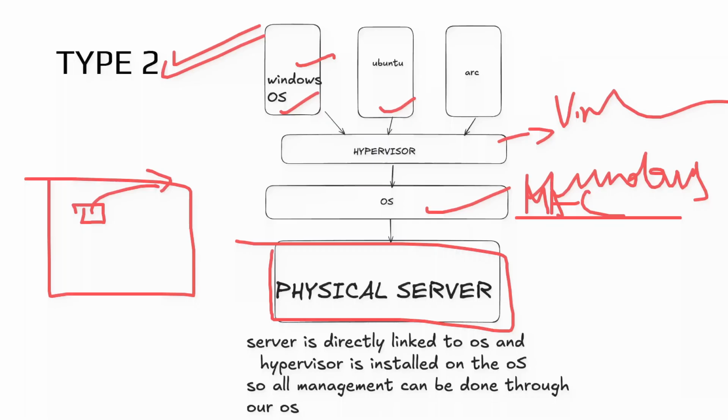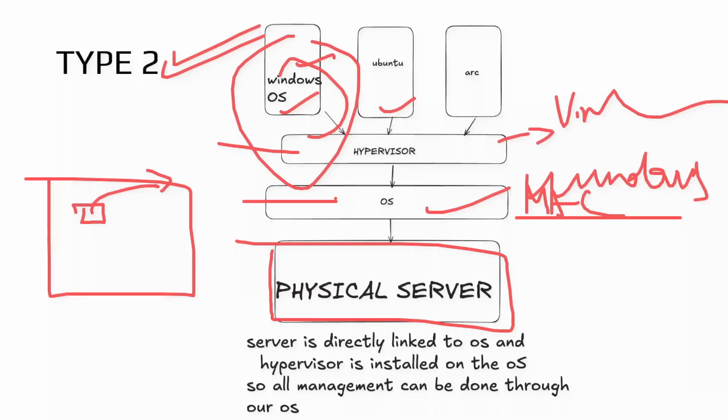but the problem is this is a bit slower because of this. You can see the problem, right? There is this physical system and there is an OS running, and then on top of that there is a hypervisor. OS, and then hypervisor, and then on top of that you are installing the OSs which you want.